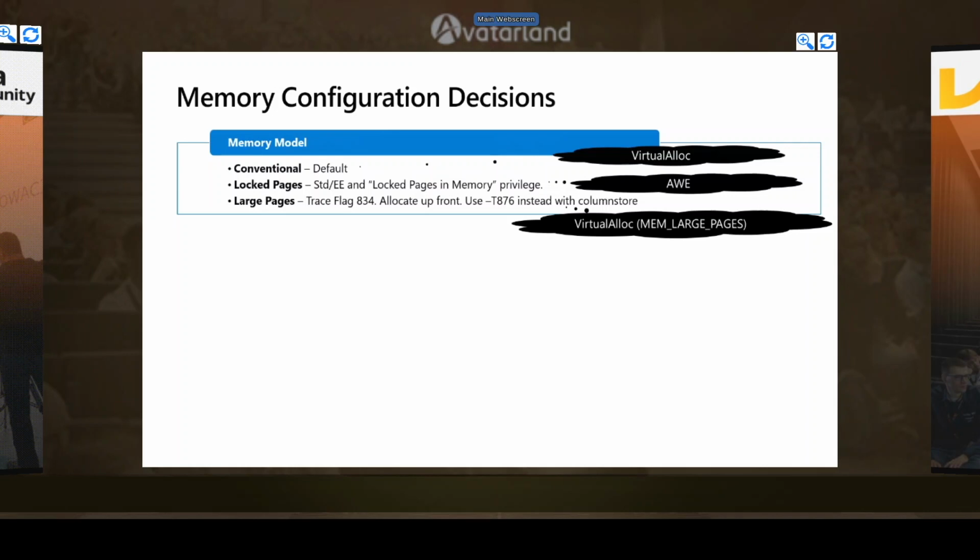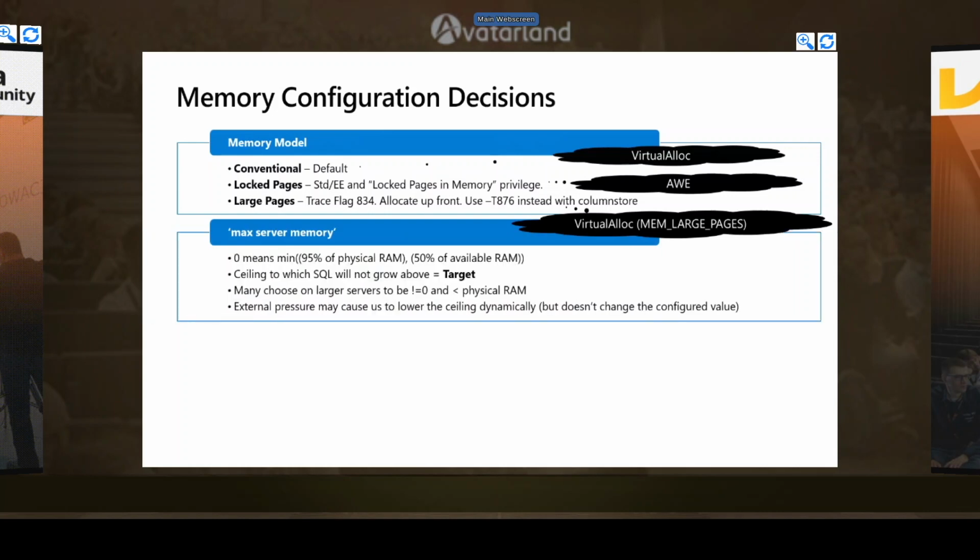Now, what we've observed with column store is that there are problems with large pages using that trace flag. So instead, what we recommend with column store is to use trace flag 876, and we'll only allocate large pages for column store.